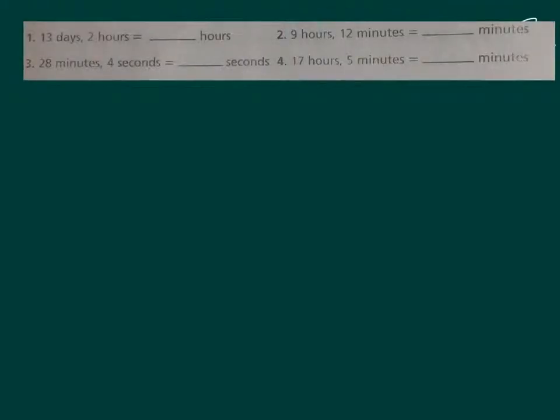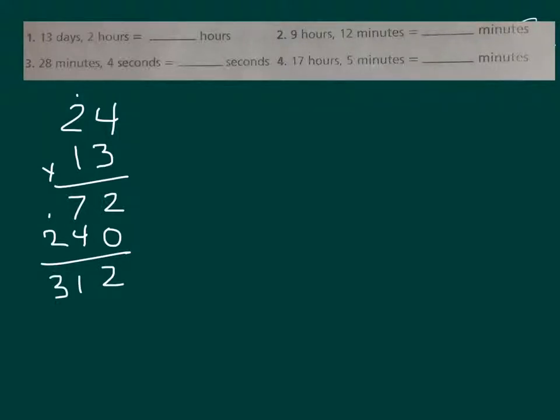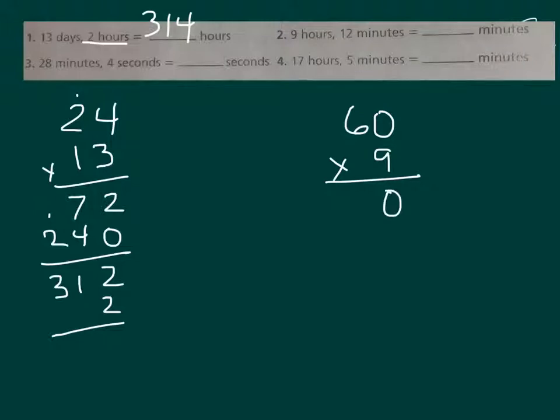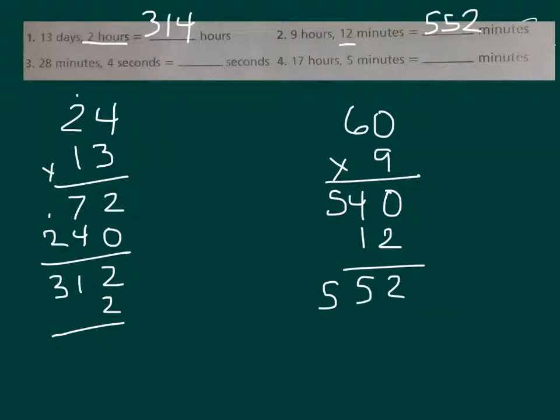For the top of the remembering section, we have to do some conversions. For number 1, we know that there are 24 hours in a day, and there are a total of 13 days. So we have to multiply the two numbers, and we're going to get a total of 312 hours. We have that additional 2 hours, so we're going to have a total of 314 hours. Then going to minutes, we know that there are 60 minutes in an hour. So we're going to multiply those, and then we have to add on the additional 12 minutes, and that will give us a total of 552 minutes. And it's going to be the same thing for numbers 3 and 4.